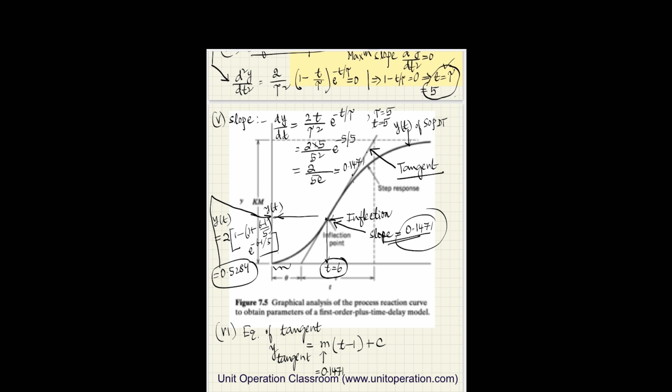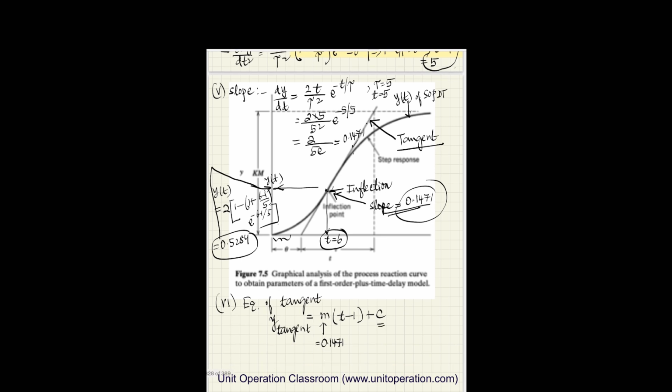That can be done. We know that at the point of inflection, the value of y from the process reaction curve should be the same value as that of the tangent, the same straight line. Whatever the value here of the process reaction, same value should be for the tangent. So we know this value is 0.5284. Okay, and we know this is 0.1471, and we know this is 6 minus 1. Okay, and plus c, we calculate the value of c, and it comes to be equal to negative of 0.2076.